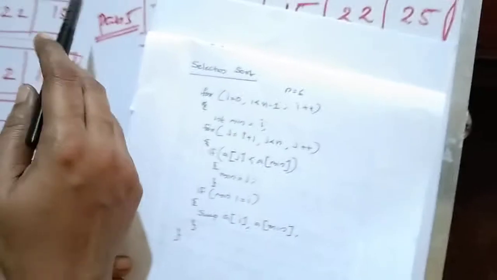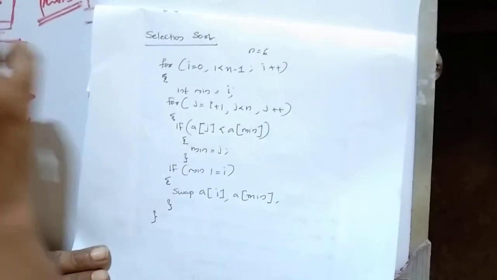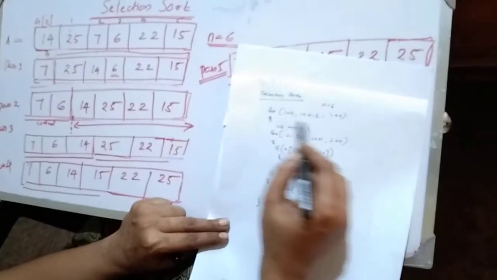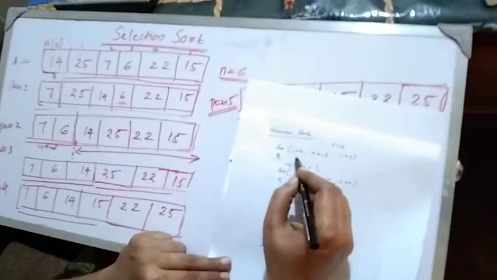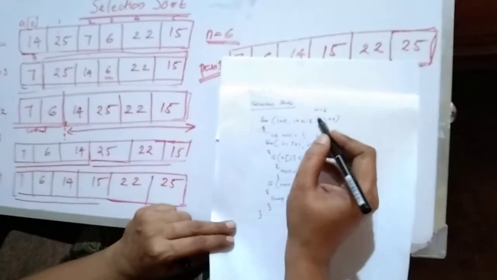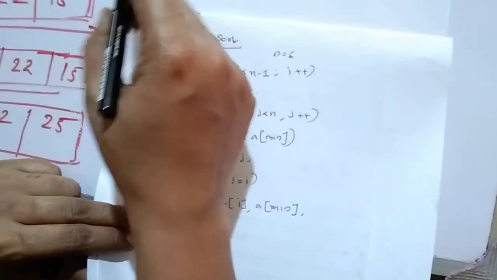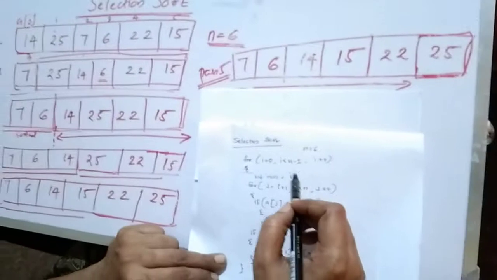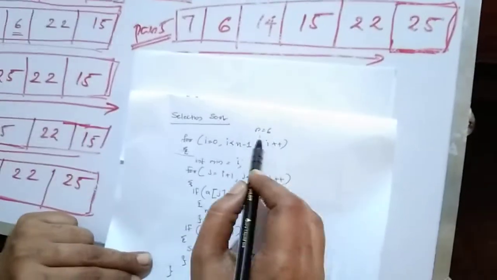Here our n is equal to 6, because we have 6 elements: 0, 1, 2, 3, 4, 5. Our array size is 6. And this loop is for the entire array list: for i equal to 0, i less than n minus 1, i plus plus. I less than n minus 1 means we have to do 5 passes: n minus 1, that means 6 minus 1, 5 passes in case of n equal to 6.